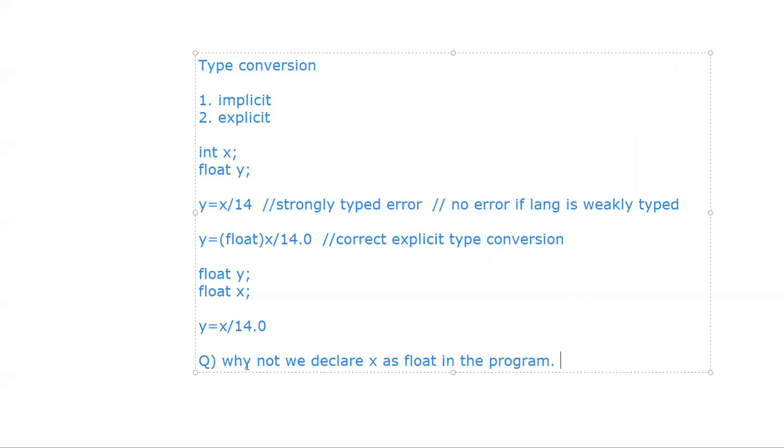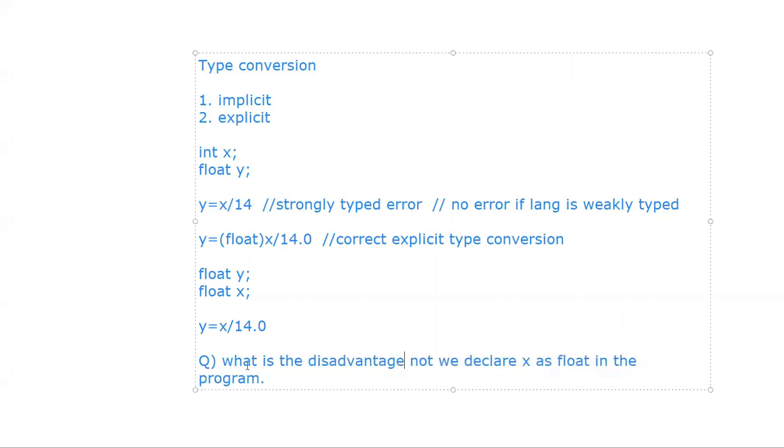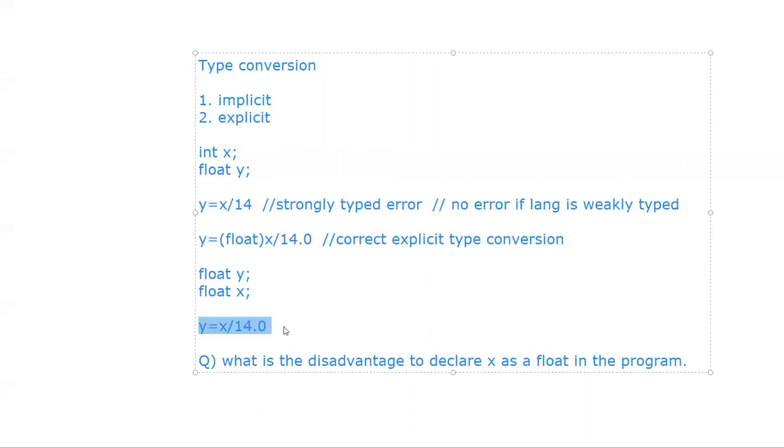Or what is the disadvantage? ये ज्यादा बेटर रहेगा. What is the disadvantage to declare x as a float in the program? इस एक्सप्रेशन की मैं बात कर रही हूं. आप x को पहले ही क्यों नहीं डिक्लेयर कर दे रहे हैं फ्लोट? जब आप इसको एक्सप्लिसिट कन्वर्ट कर ही रहे हो, तो आप इसको पहले ही डिक्लेयर कर दो फ्लोट. तो हम क्यों नहीं डिक्लेयर कर रहे हैं? हम क्यों एक्सप्लिसिट टाइप कन्वर्जन कर रहे हैं? राइट. सो दिस इज माय क्वेश्चन.